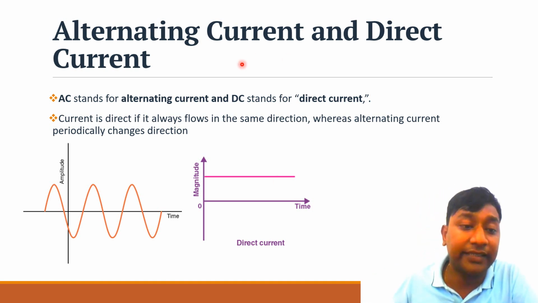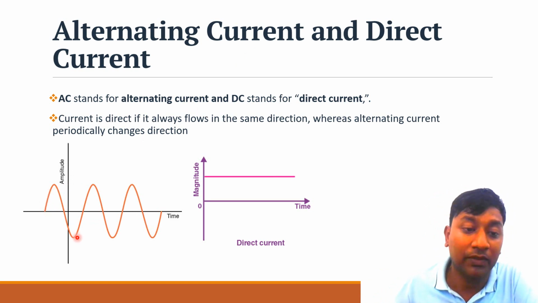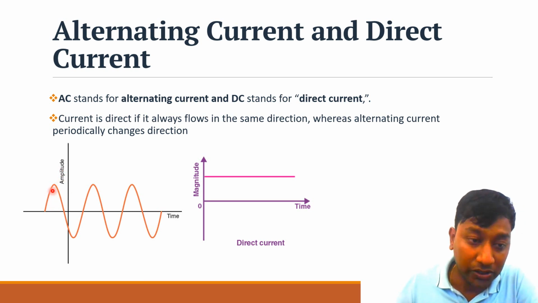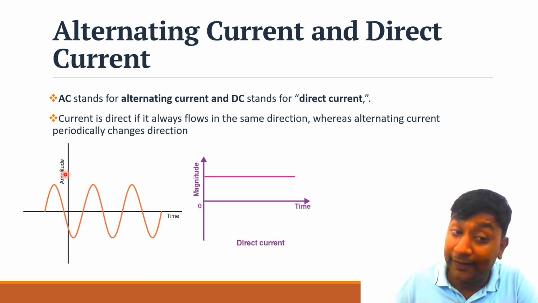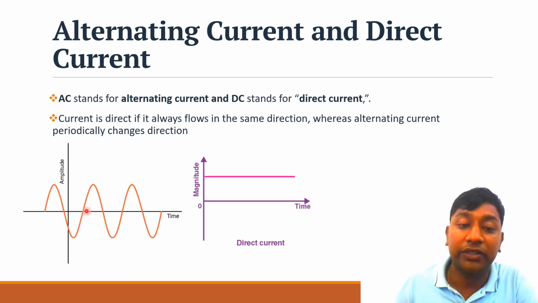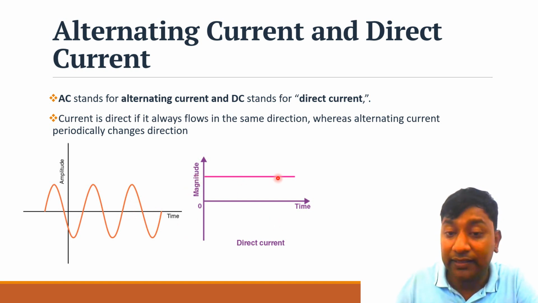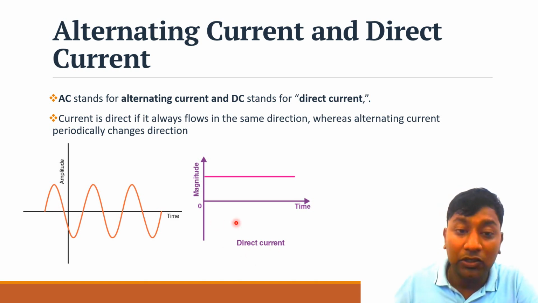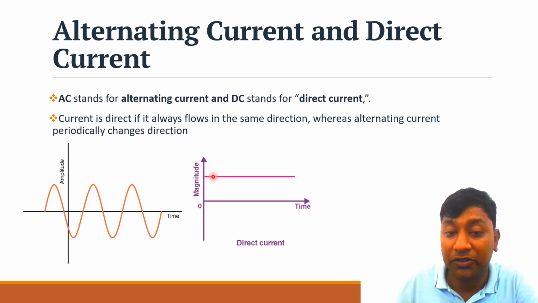Basically, a signal where the amplitude is varying continuously is called an alternating current signal. If the amplitude is current, then it is called alternating current. If the amplitude means voltage, then it is called an alternating voltage signal. But if current is direct, it always flows in the same direction and its magnitude is constant, then it is called direct current. So this is one difference: in one the amplitude is continuously varying, in the other the amplitude is fixed.